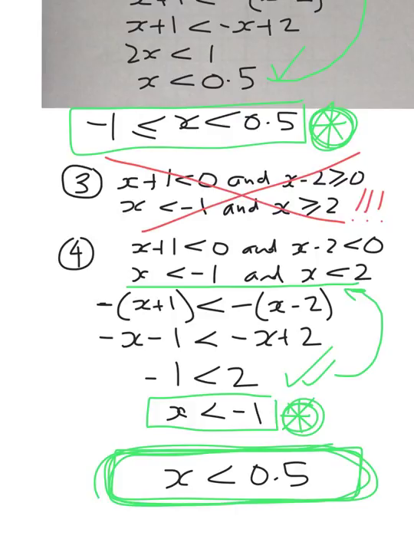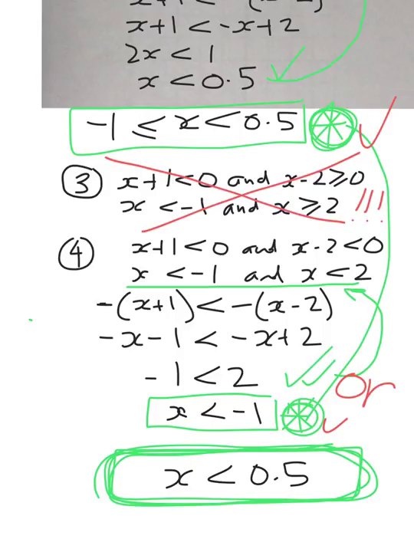Now it's this or this, and that's why it's not the intersection, it's the union of those two answers. Quite a complicated method to get to a relatively simple solution here. So let's see if we can find an easier way to do this, and there is an easier way.